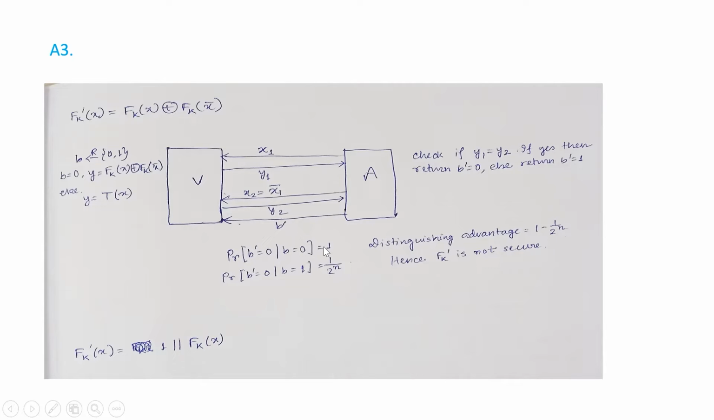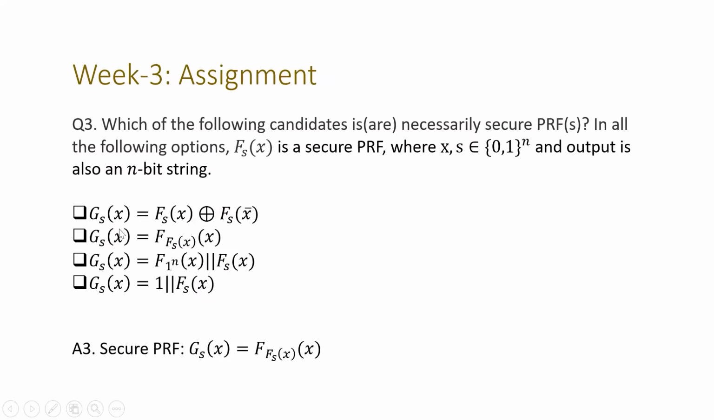So that's how we conclude that if k' is not secure, or g_s, as in your question here, it was denoted as g of s. So this g_s of x constructed in this way, even if f is secure, this g is not secure here. Proceeding to the next option given. This was also discussed actually in the last week live session.